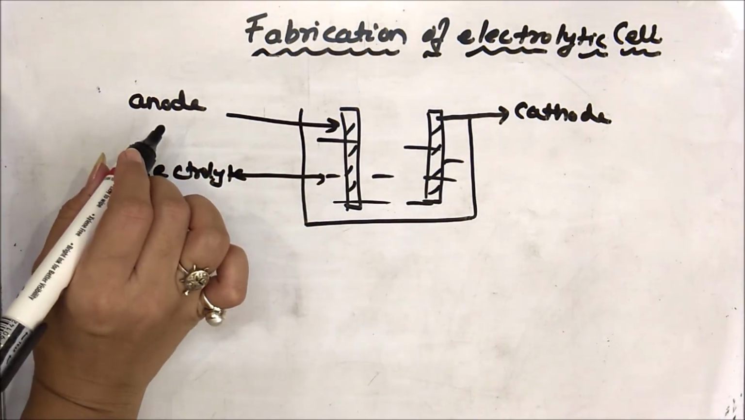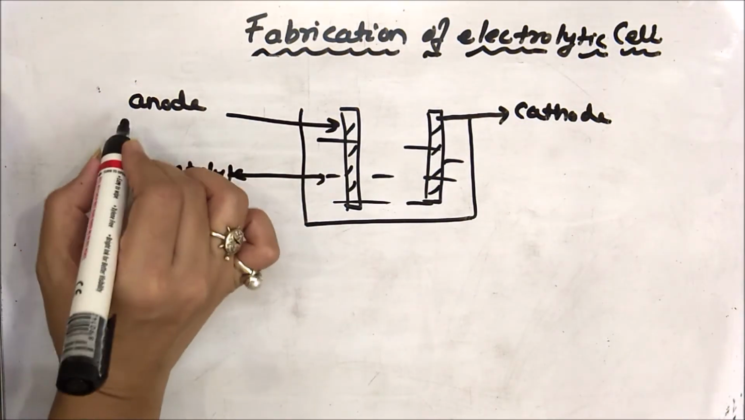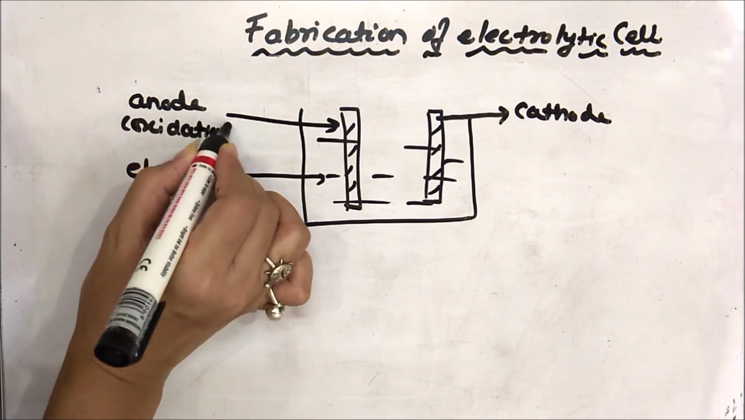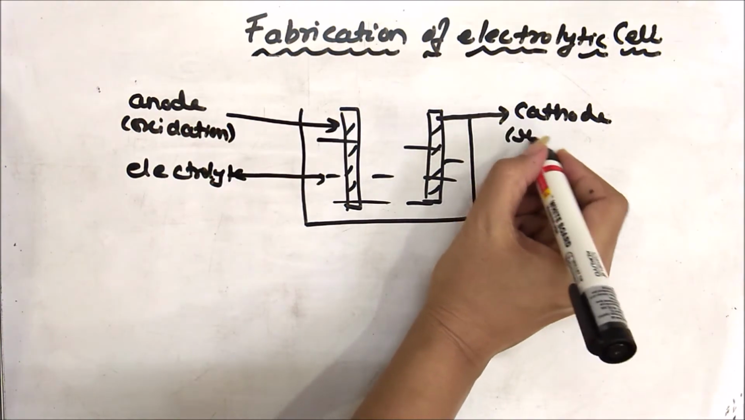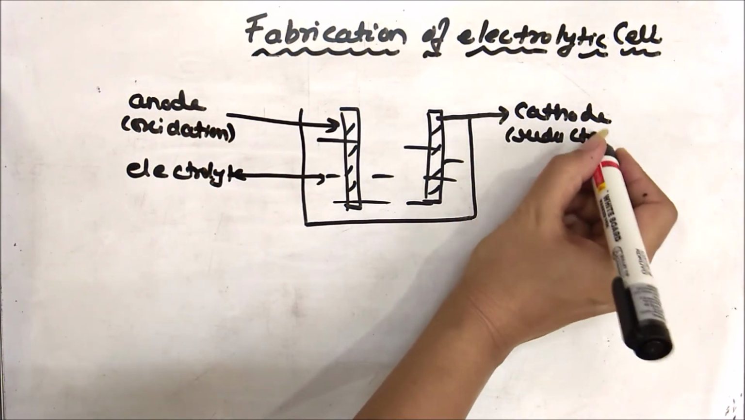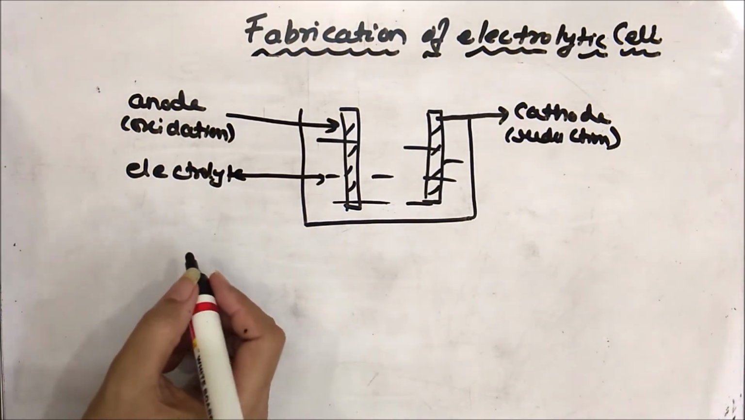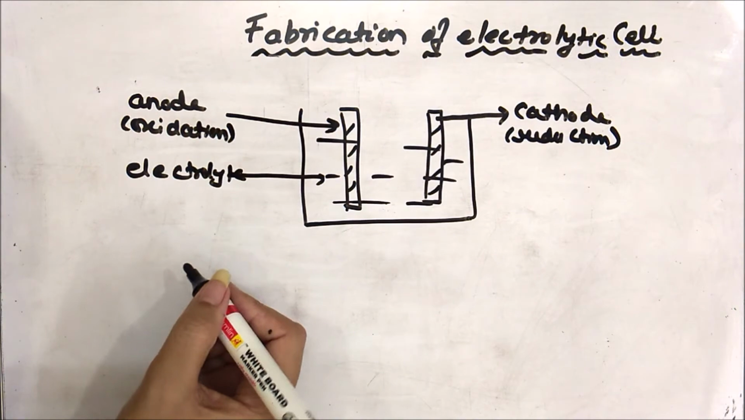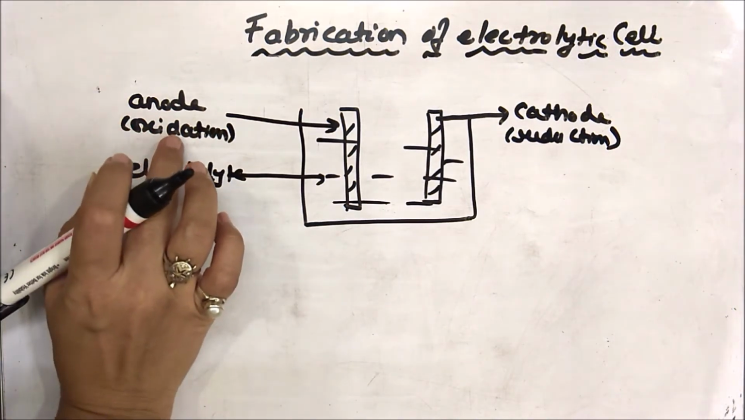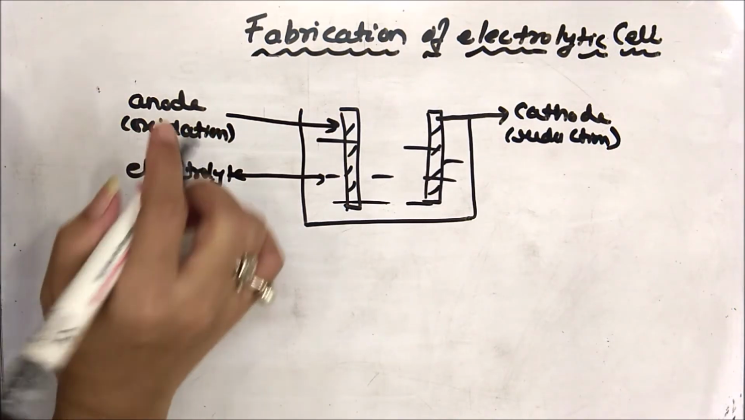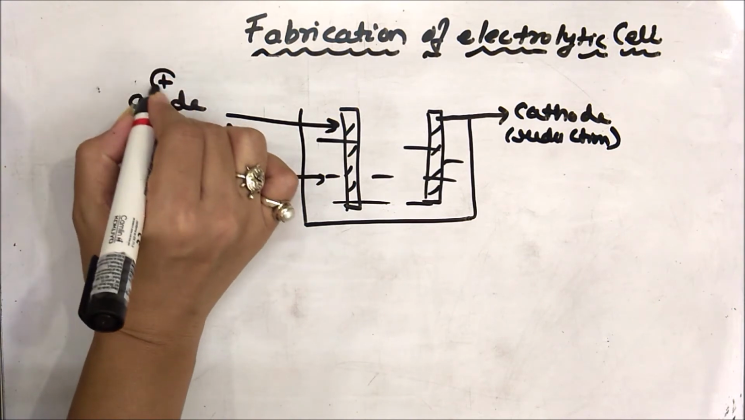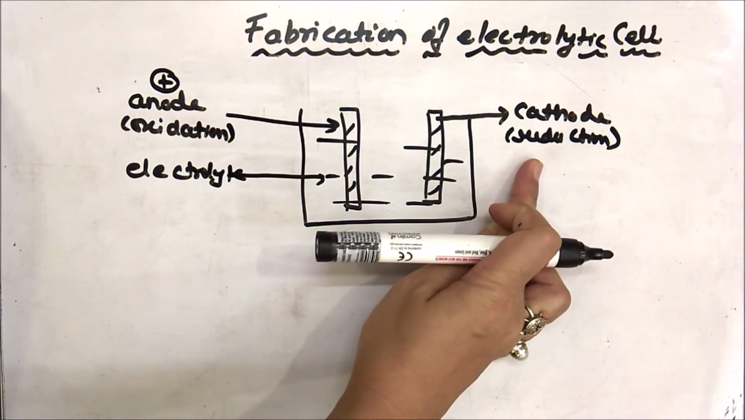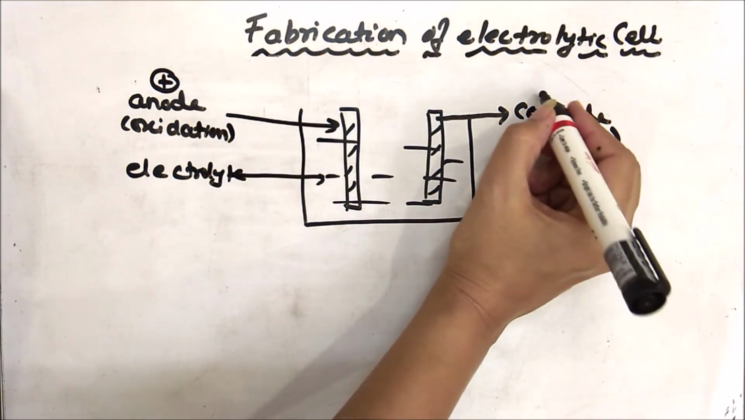Similarly, as you have studied in the galvanic cell, the anode undergoes the oxidation reaction. We have already studied this, right? And the cathode undergoes the reduction reaction. Over here the reduction reaction takes place, right? But the major difference between the galvanic cell and the electrolytic cell is that in the galvanic cell the anode was negative, here the anode is positive. This is the major difference, right? And the cathode was positive there, but here the cathode is negative.